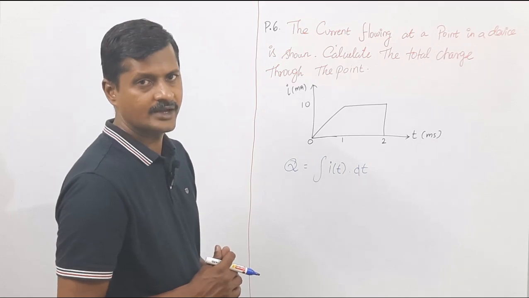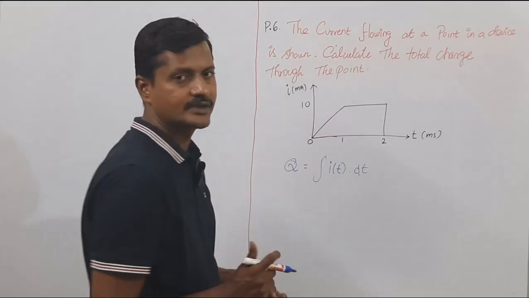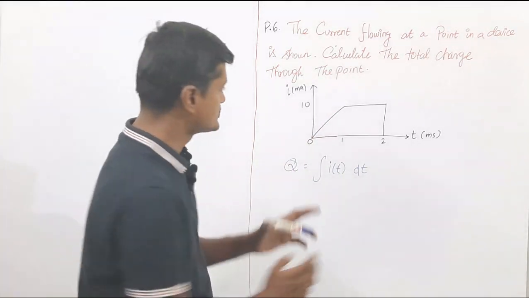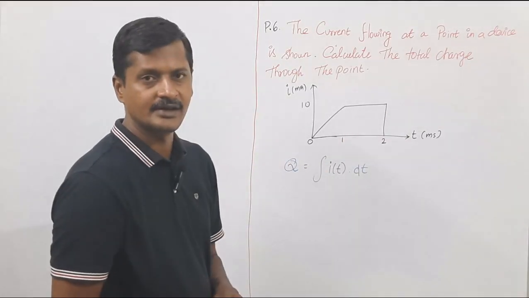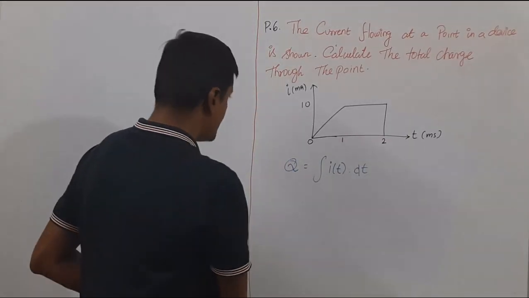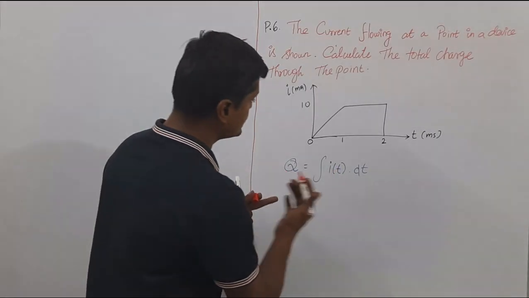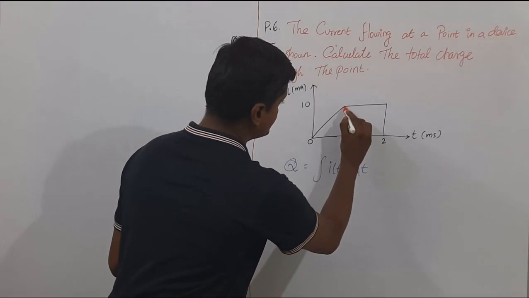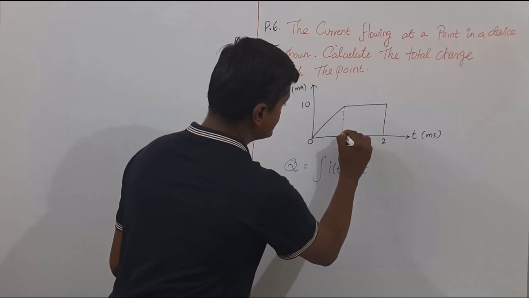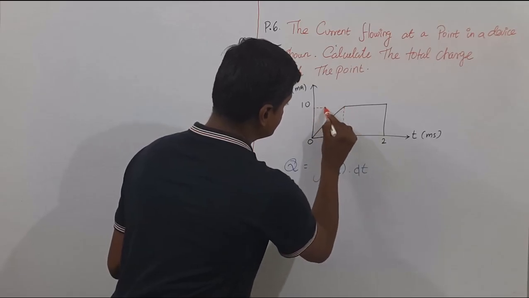Okay, so here first we need to find the area. How can we find the area? Now we need to find the area of this waveform. Let's see how we can split this waveform. So first we simply think of this and this.